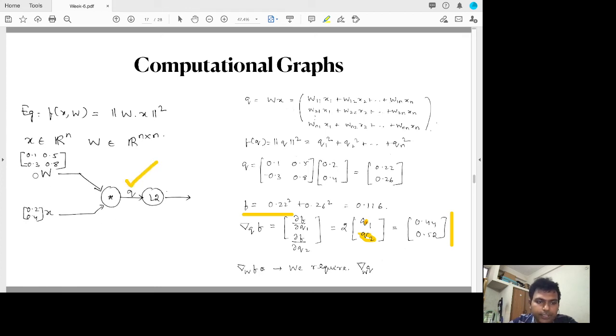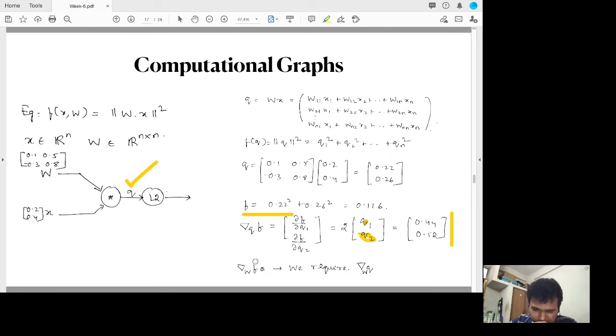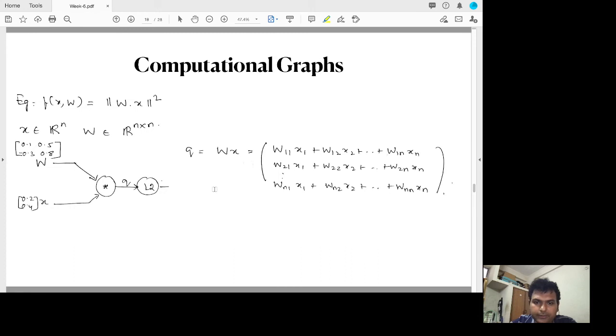You need to find the derivative with respect to W, and the derivative with respect to x. Remember, the derivative with respect to W would be a matrix, because W is a matrix, and the derivative with respect to x would be a vector, because x is a vector. First let me calculate the derivative of f with respect to W. For that, we require the derivative of q with respect to W, because the derivative of f with respect to q is something we already have. That is the only thing remaining.